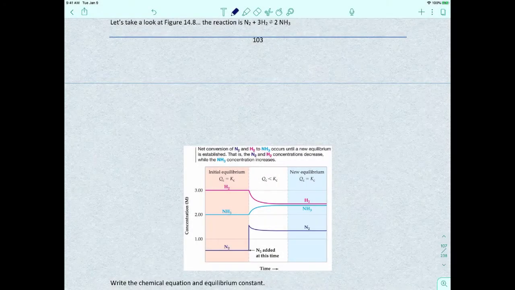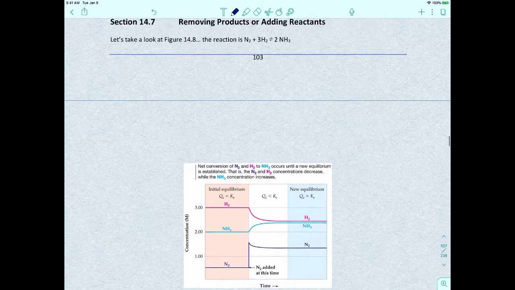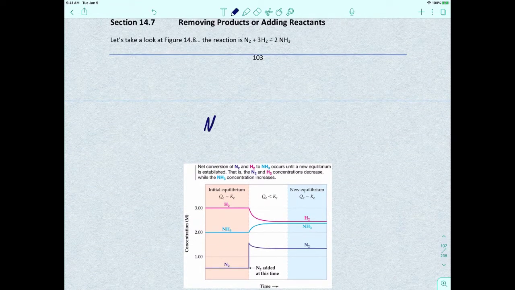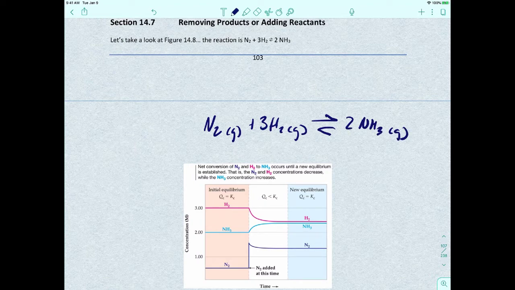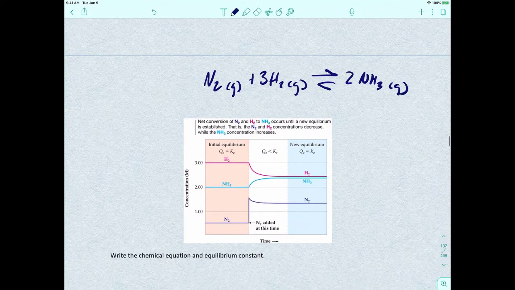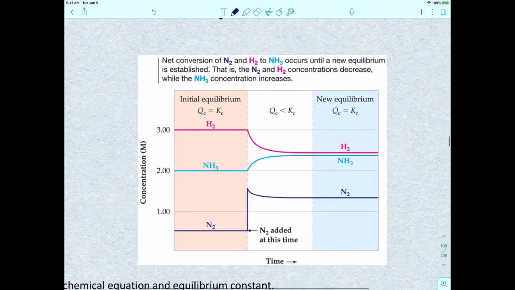Okay, so what we're looking at now is how changing the concentration affects the equilibrium. To start us off, let's take a look at a reaction: N2 plus 3H2 is in equilibrium with 2 moles of NH3, and this is all gaseous. Here we've got a graph, and this is kind of like another reaction coordinate diagram.